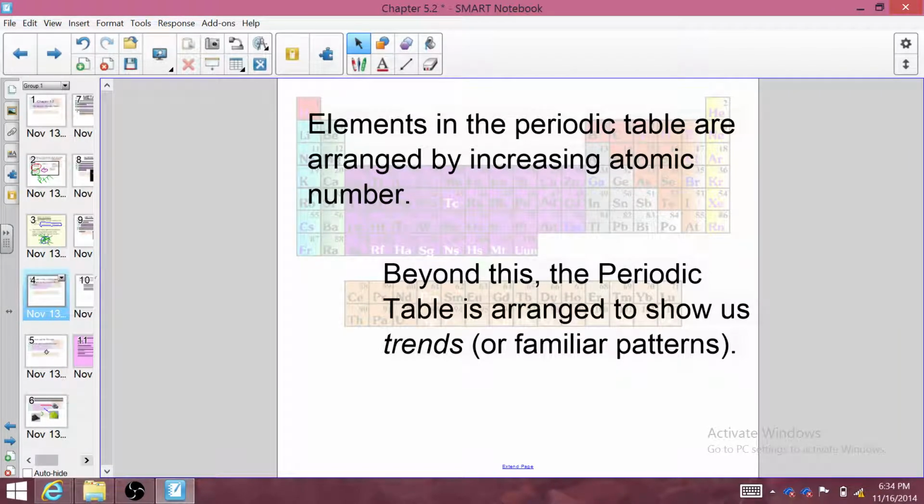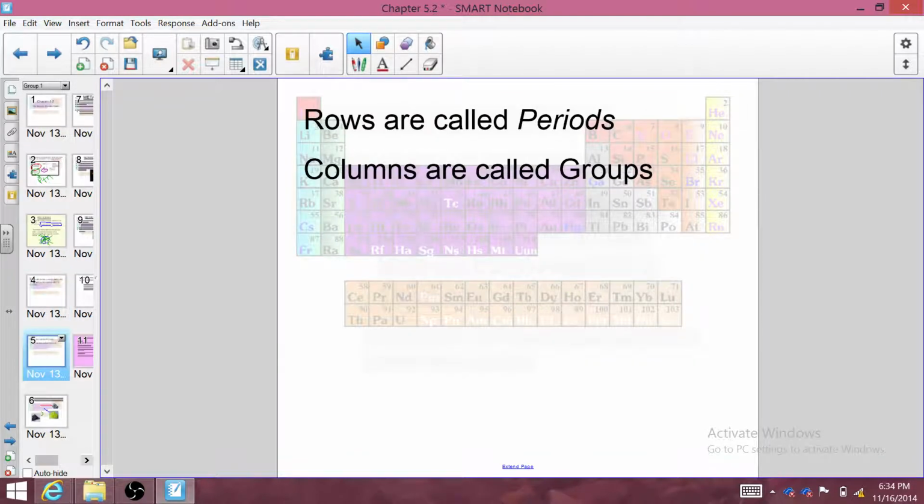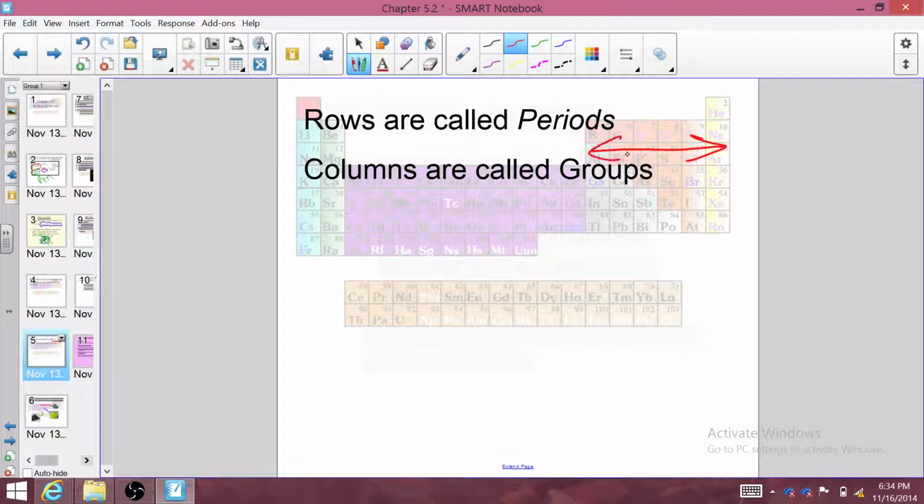Now, in order to understand these trends, we need to understand the format of the table. So, a few things to keep in mind is that when we're talking about the periodic table, the rows are called periods, so the back and forth are called periods, and the columns are called groups, the up and down. More often than not, we'll be talking about similarities between elements in a group, meaning a column up and down, but every once in a while we'll also talk about across a period.